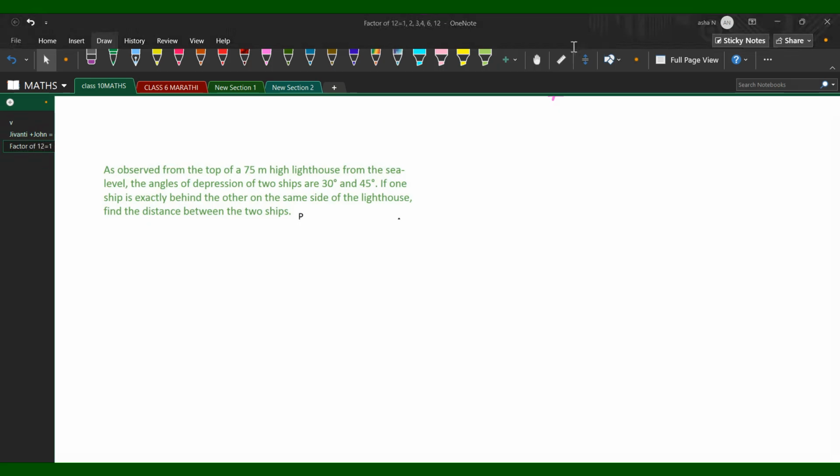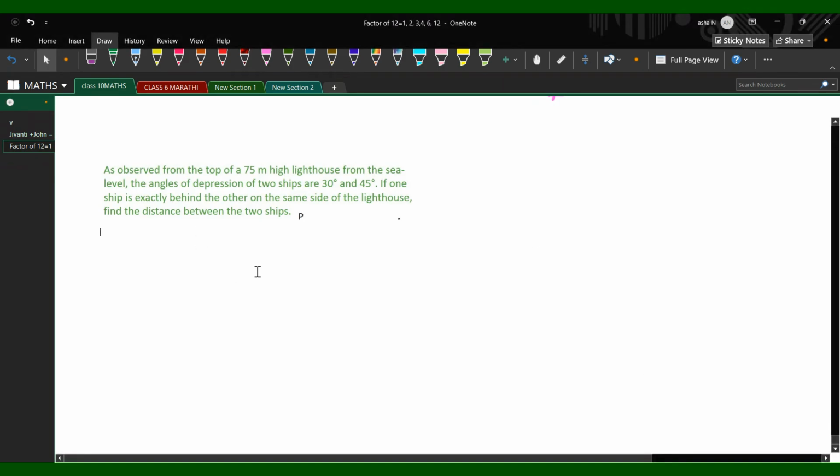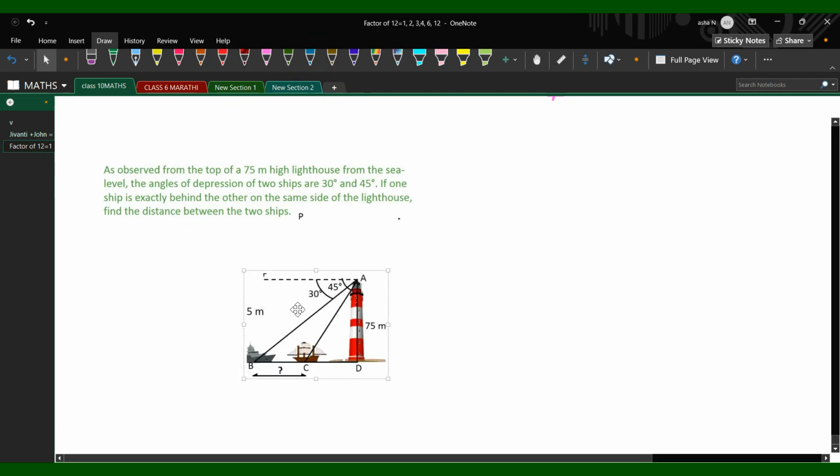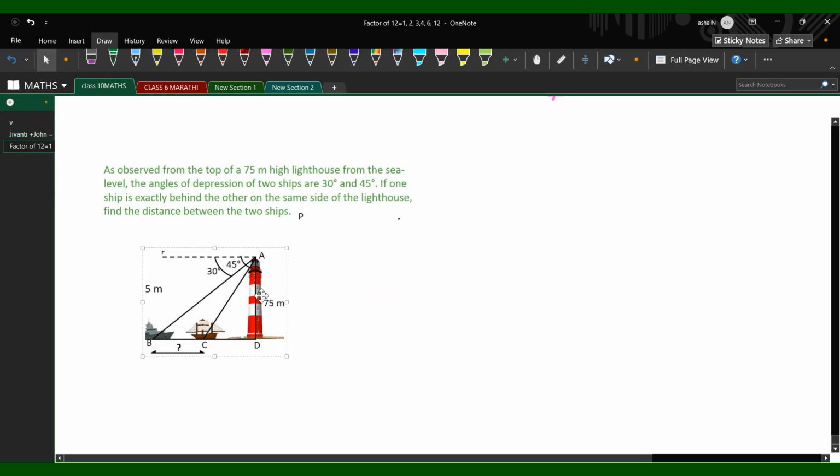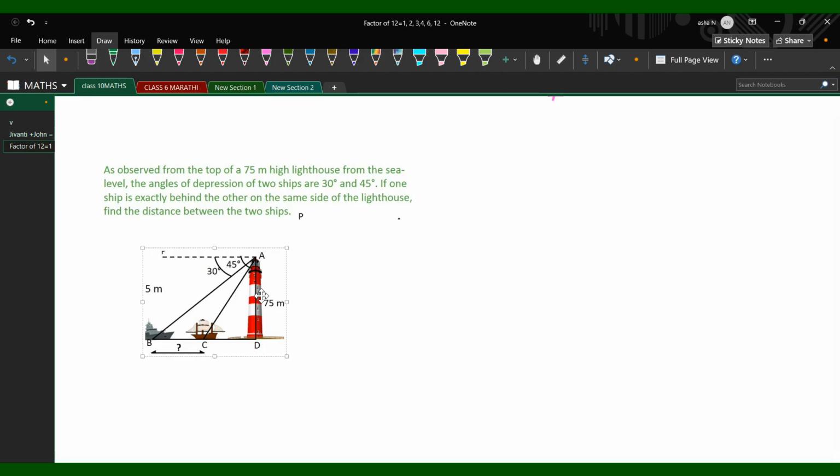So this is pretty simple. Yeah, there is a lighthouse. I will show you the diagram first. And there are two ships which are back to back. Angle of depression they are making, one is making 30-degree and the other one is making 45-degree. If one ship is behind, what is the distance between the two ships? So we have to find BC here.